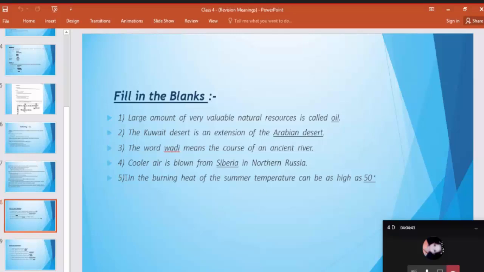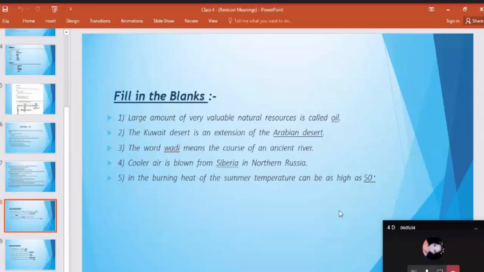Next one, fourth, cooler air is blown from Siberia in North Russia. So the wind which is blowing from Siberia in North Russia is also called Shamal wind. It is called Shamal wind, this cooler air. Now fifth one, in the burning heat of the summer temperature can be as high as 50 degrees.